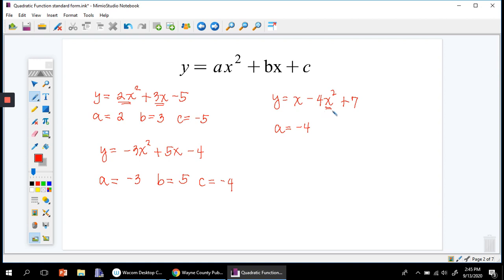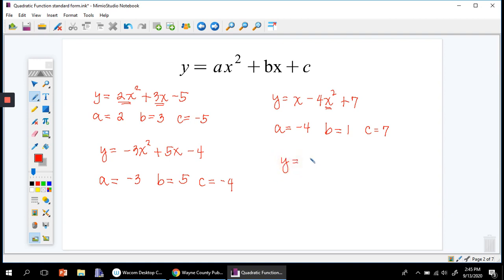So your a is not always in the beginning of the function. So b here is the coefficient of your x, the variable with an exponent of 1. So this is your x, the exponent here is 1. And what about the coefficient? If you don't see a number here, that means that's 1. It's not 0, it's 1. And c is 7.